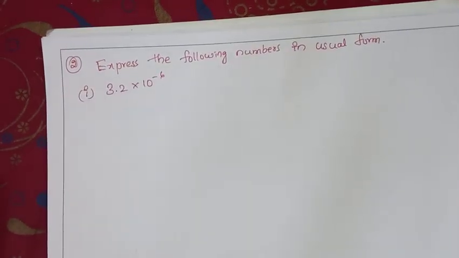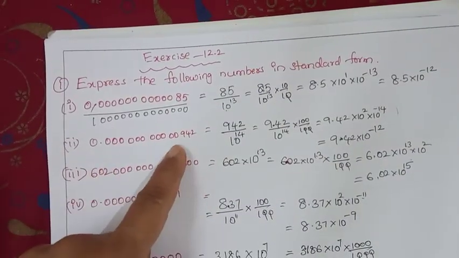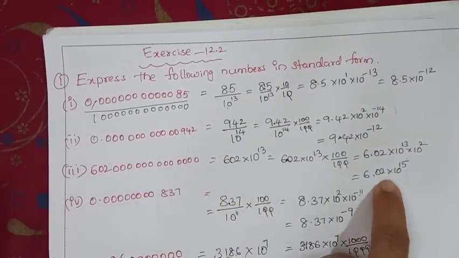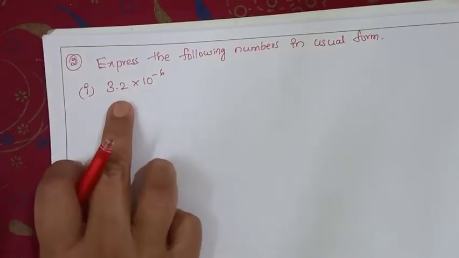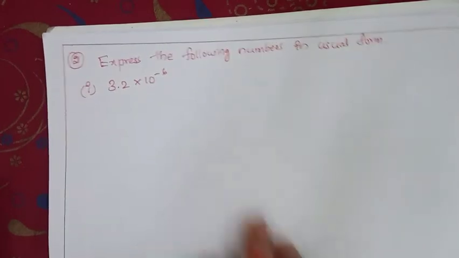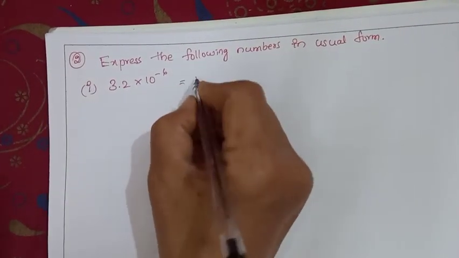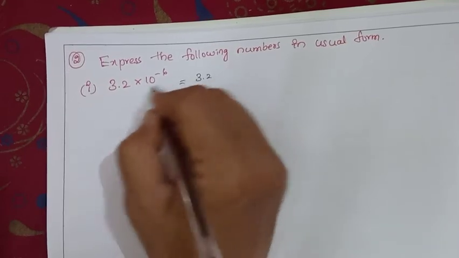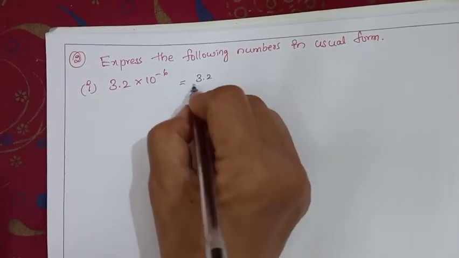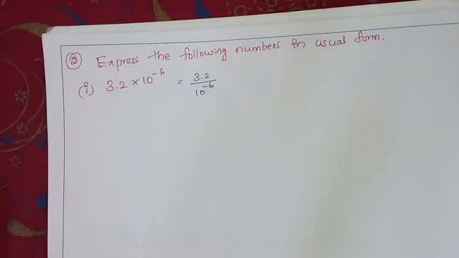Okay, children. See, in the last question, the notation is given. We have converted into standard form, and the standard form is given. We have to convert into usual form. Usual form means how can we do it? First of all, 3.2 into negative number, we will take into the denominator as minus 6.